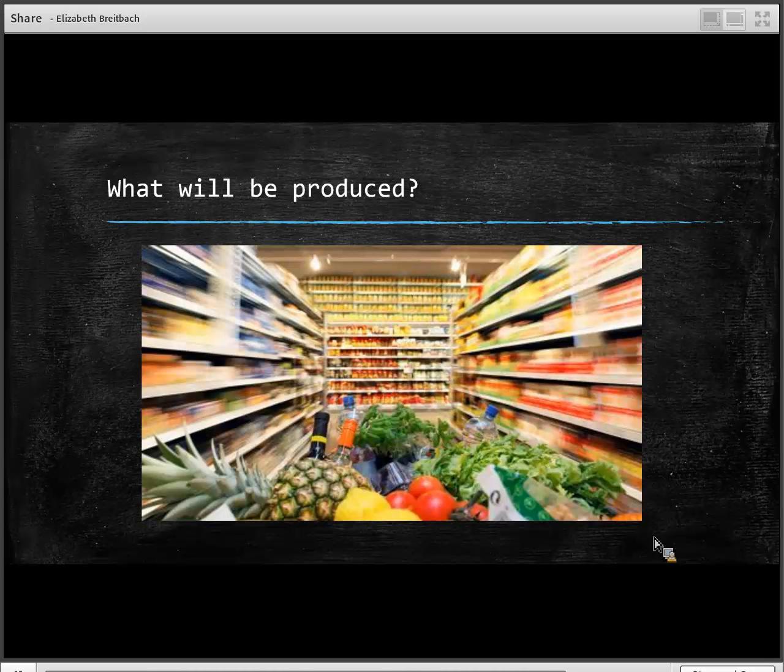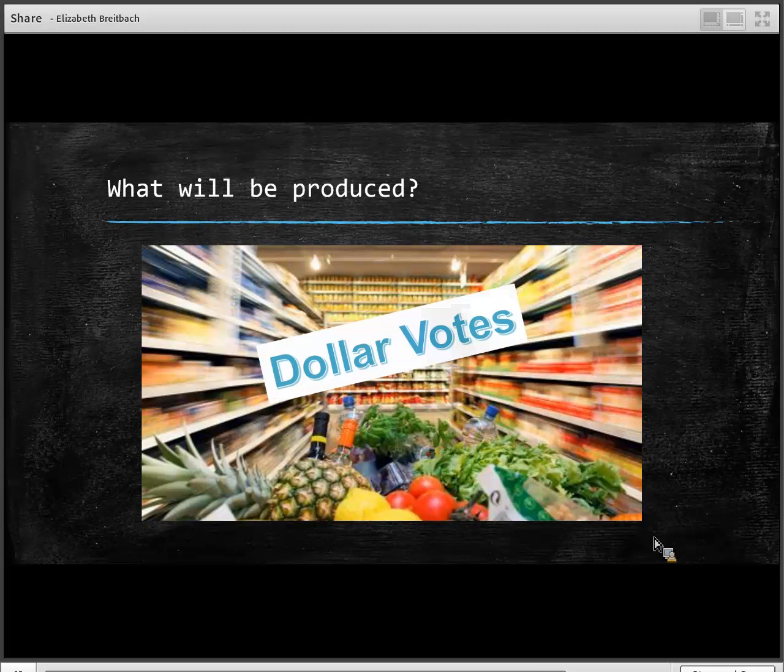How do we decide what will be produced? Well, that's exactly what the answer is. We decide. We use our dollars, and every time we purchase a product, we voted that that product be produced. As soon as we spend our dollars on that product, it's saying, I want that product and I want more of it. So our dollars, we use them to vote for the goods and services we want produced.